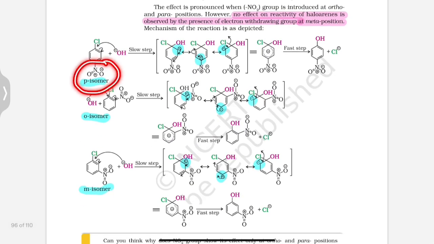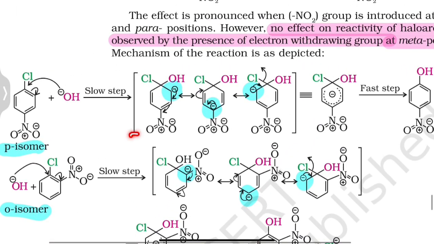If the nitro group is present at the para position, these are the resonance structures. In the resonance structures, you can see the negative sign is present at the ortho position, and here at the para position. When the negative sign is present at the para position, where the nitro group is also present, the negative sign, single bond and double bond will be in resonance, so they will stabilize it. Therefore, if the group is present at the para position, it will reduce the electron density.